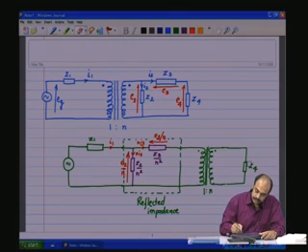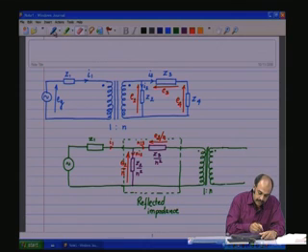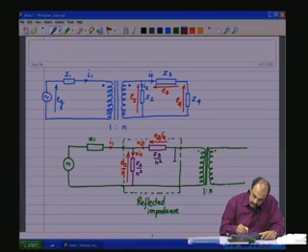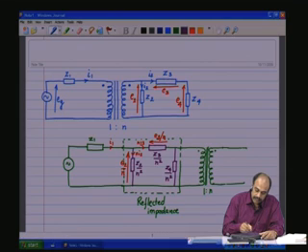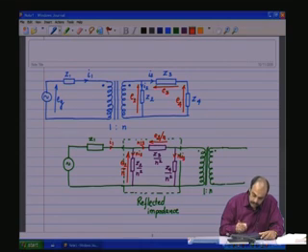And now, we remove Z4 from the secondary side and include it on the primary side. Now, it is Z4 by n square, whatever the turns ratio. A current of I3 was flowing through that, and the same current nI3 flows through this.